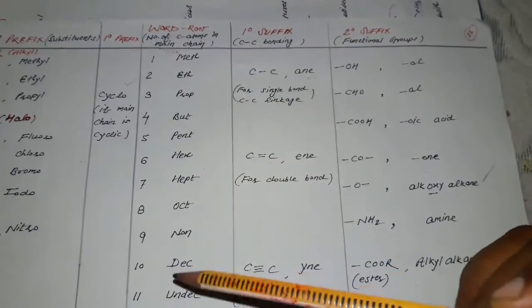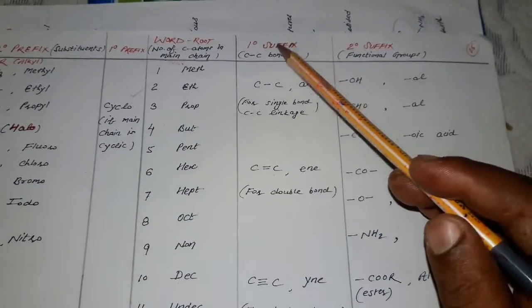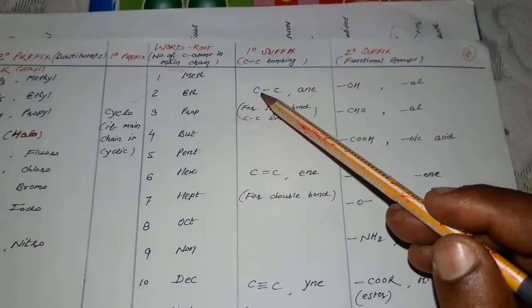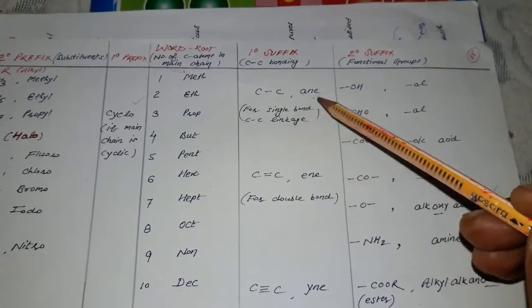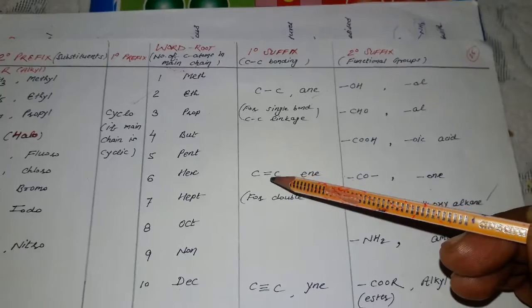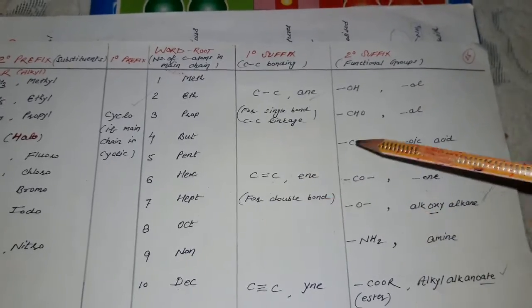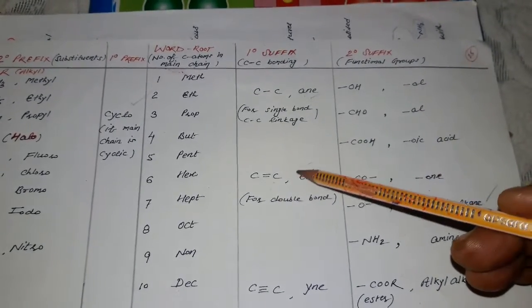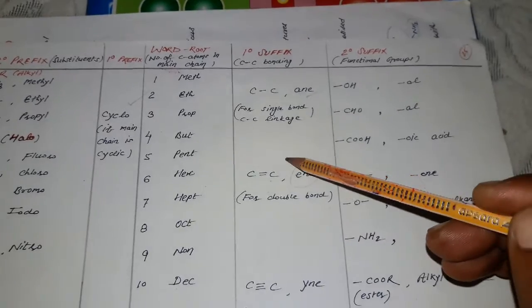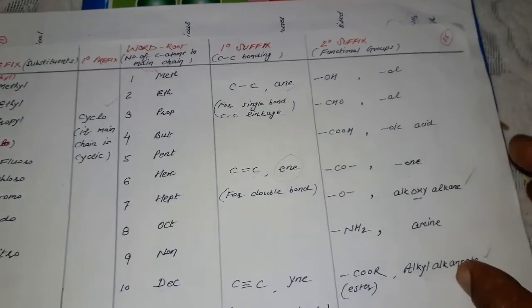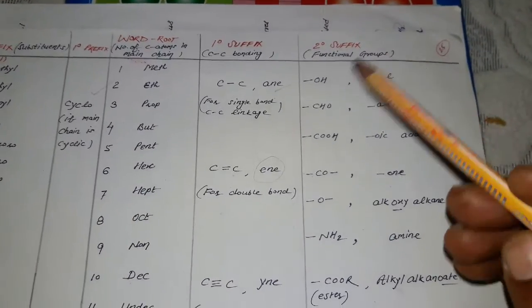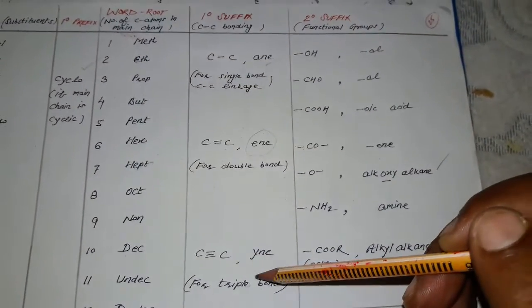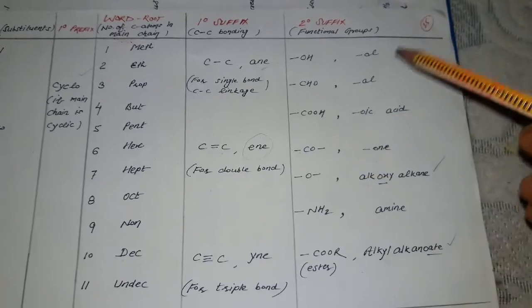Word root is already discussed. Next is 1 degree suffix. If all single bonds are present in the main chain of carbons, we use ane. If any double bond is present along with the single bonds, we use ene along with the position. After the numbering we get the exact information about the position. Similarly for triple bond we use yne.